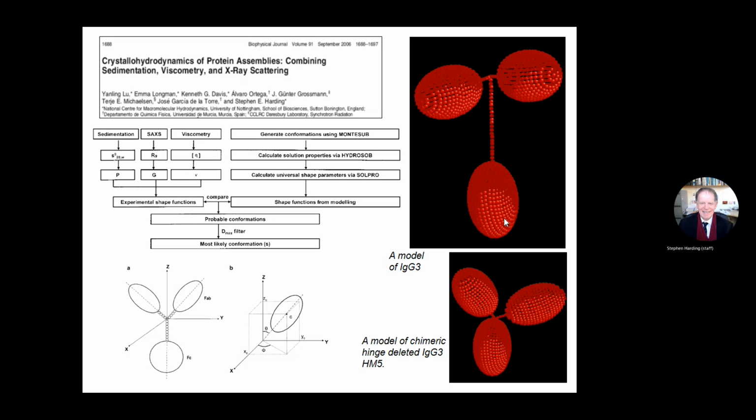This is the bead shell model for IgG3, and this is the wild type. This is the bead shell model for the hinge deleted IgG3 molecule. So that's an example of combining different measurements together: viscosity, with any impurities removed using the SEC-MALS viscosity device, together with sedimentation and with X-ray scattering, to get something which you couldn't get with X-ray crystallography. We can get that.